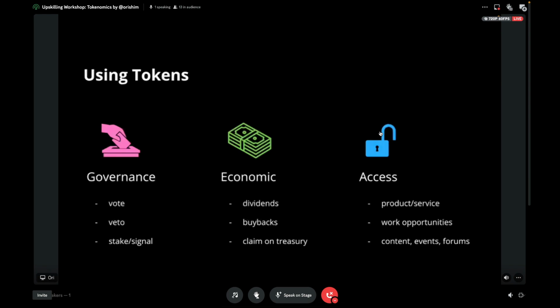But we also have this at the application layer as well, with models where you need the token to do some work for the network.